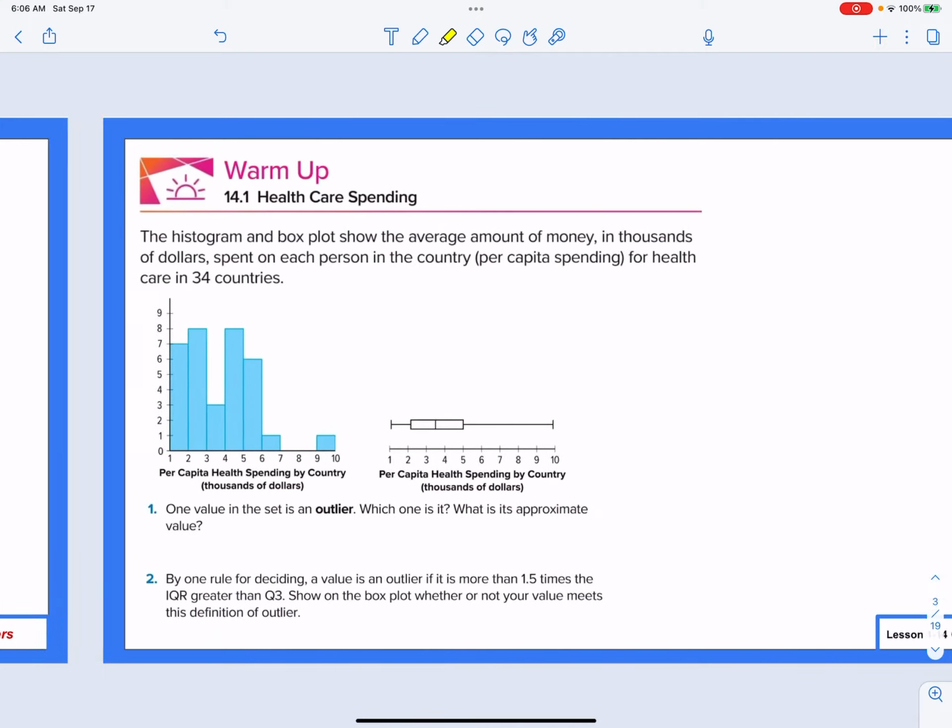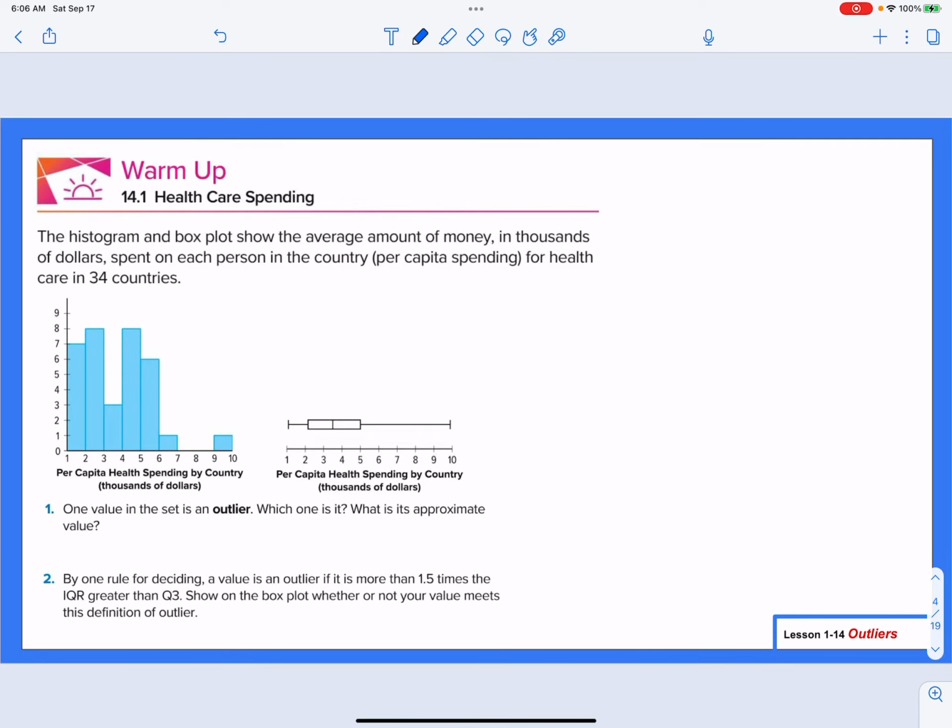Alrighty, here we go for today. It says the histogram and box plot show the average amount of money in thousands of dollars spent on each person in the country, per capita spending for healthcare, in 34 countries. So we're looking at money spent in 34 countries. All right, so what do you notice about these charts here? What are the things you see when you first take a look at them?